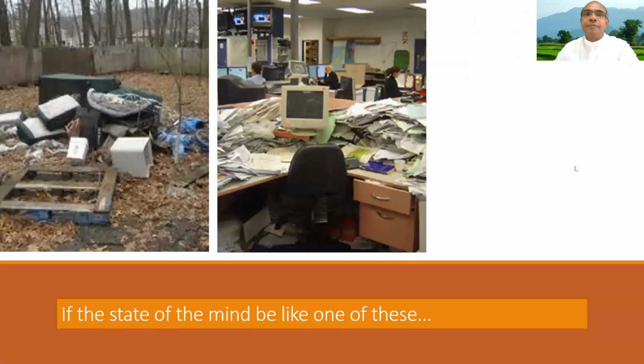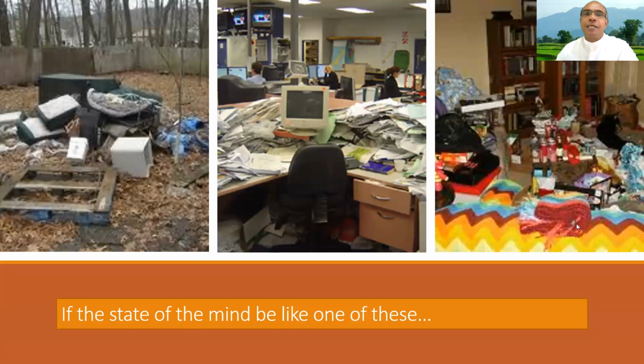If the state of the mind is like one of these, those are the examples I already gave you, external examples, we immediately feel that it's always better to reorganize and make it neat and tidy. If we see a similar situation within our mind, within our thoughts, suppose the thoughts are disorganized and the mind is disorganized, do we feel the same way to clean it up or tidy it up?